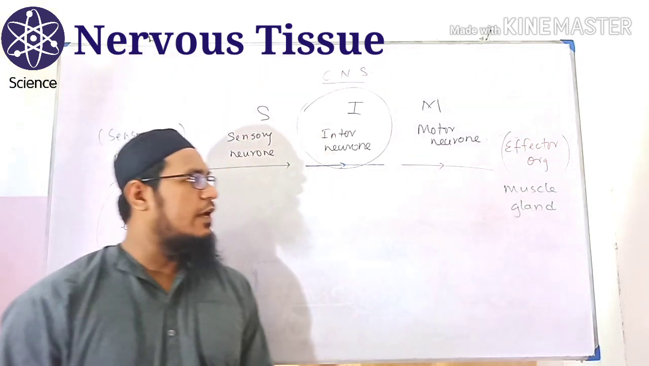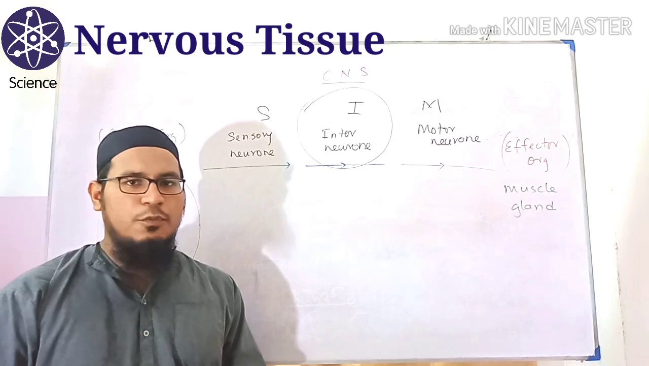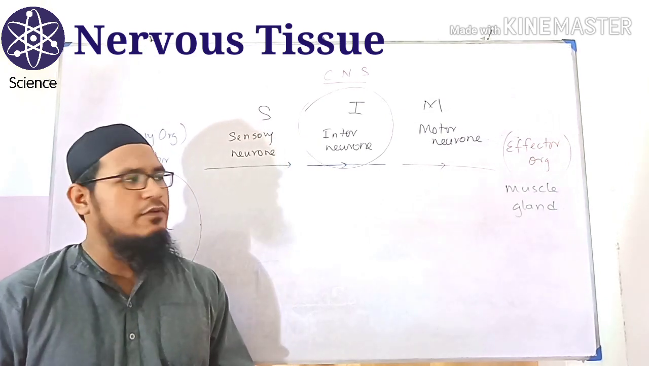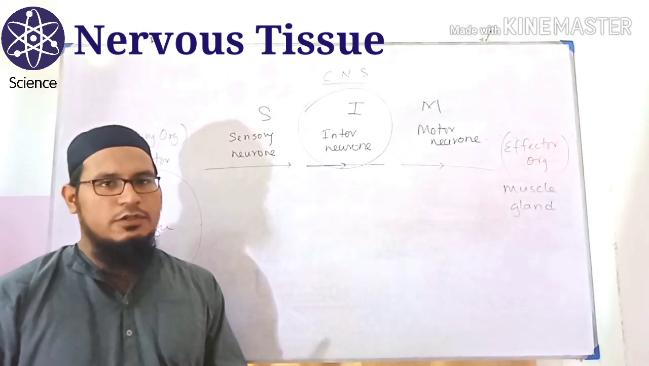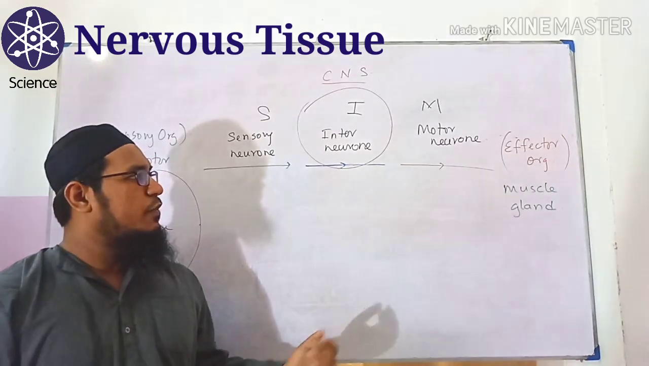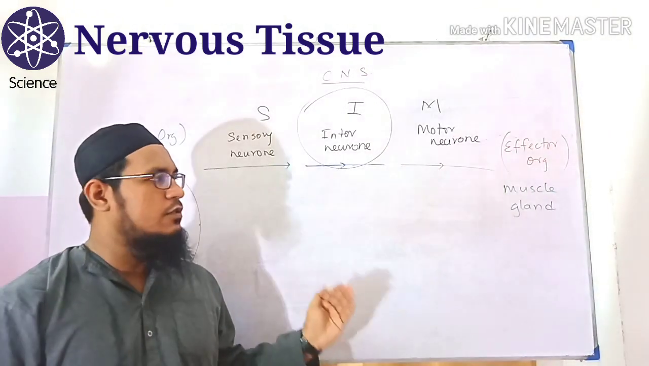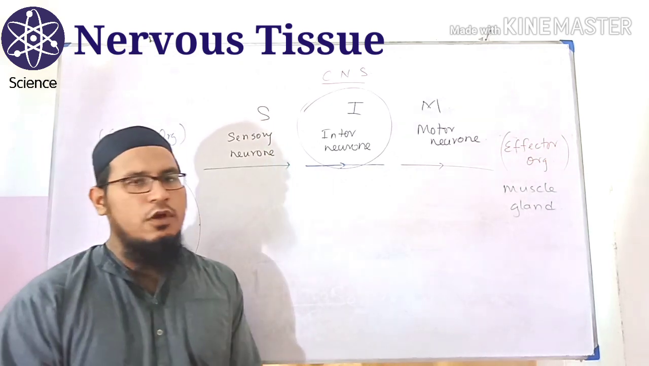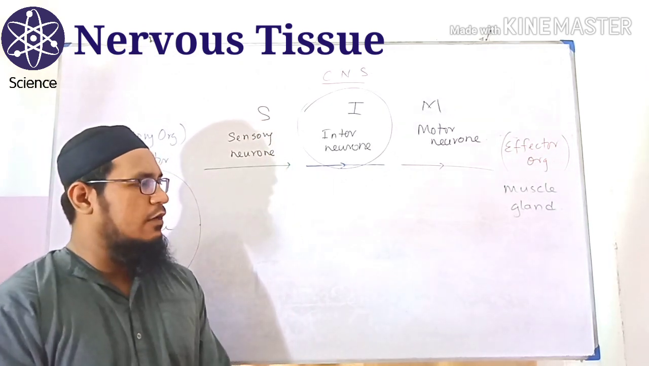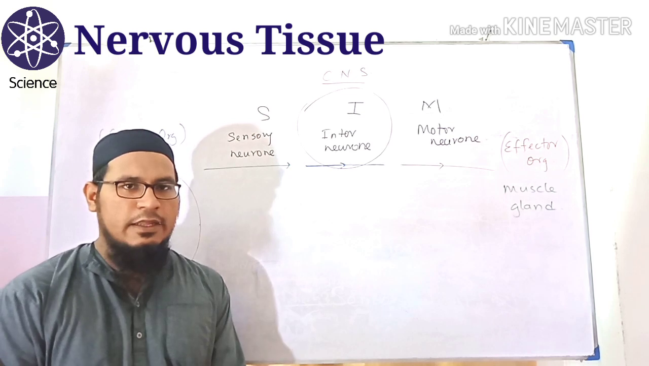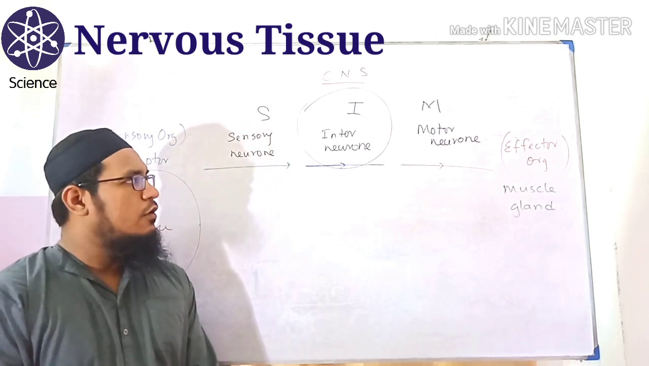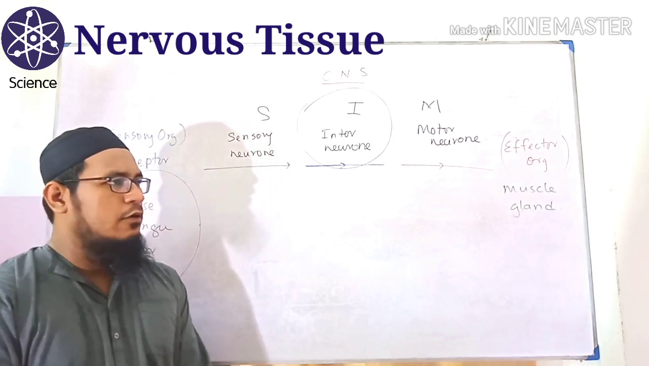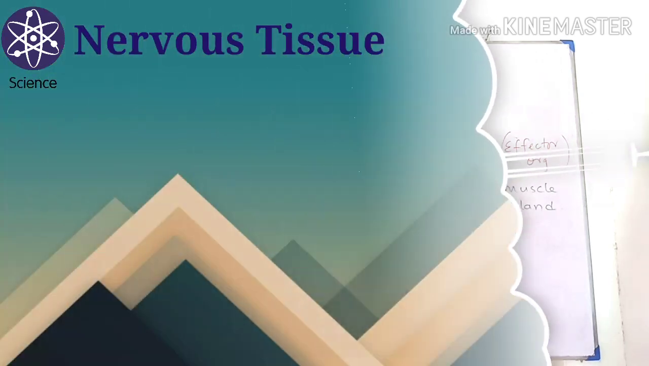So for now we have studied the nervous tissue. I hope you all have got a clear idea about the nervous tissue and all the other tissues. So please watch all the other videos, mainly the first video of animal tissue, and then watch the second one so that you will get a clear understanding. And for now we have completed the first term of grade 11.